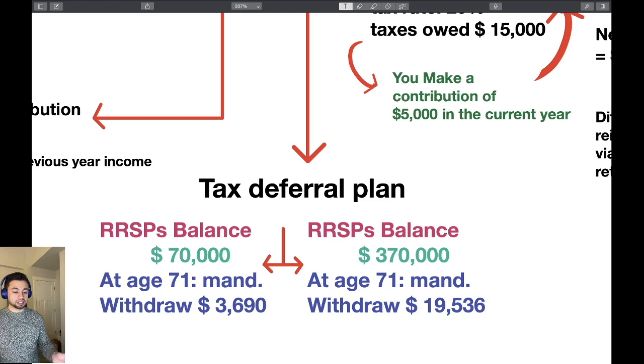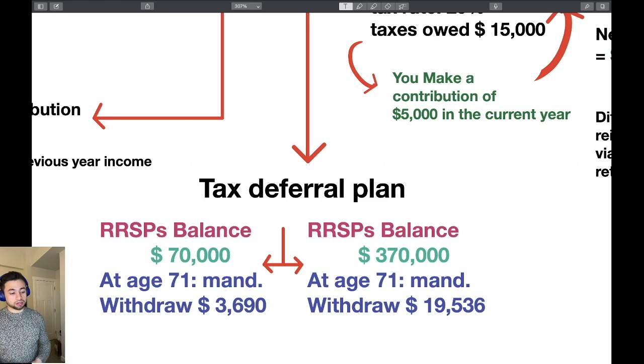So in these two cases, let's say that two individuals have two different RRSP balances. The first individual has a balance of around $70,000. At age 71, this individual has a mandatory withdrawal every month of around $3,690, which works out by the percentage. I think it's around 5.98% that you have to take out every year.